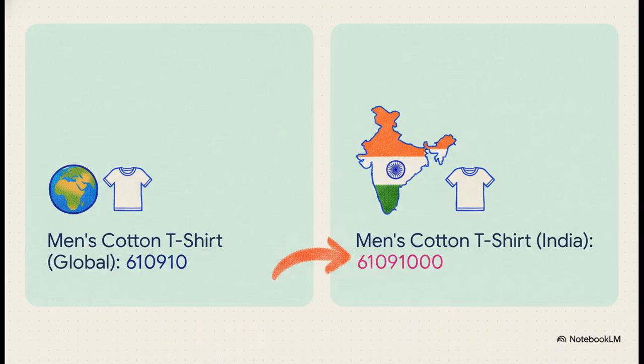Let's look at a real-world example to make this super clear. For a men's cotton t-shirt, the global HS code is 610910. Now in India, for GST purposes, 2 more digits are just added to the end, making the HSN code 61091000. That's it. It's the same foundation, just with an extra layer of detail for our local tax system.